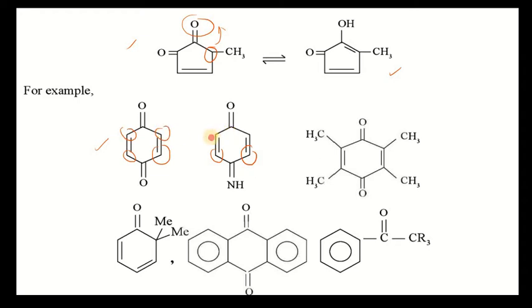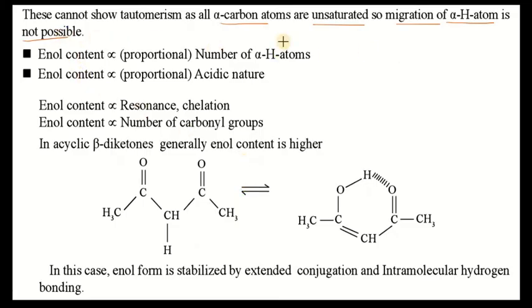These are the locations I am telling, here and here, like this. So if you observe, there is no alpha hydrogen. This is quite difficult to conduct the isomerism in this case. So that is the reason why we are saying this.